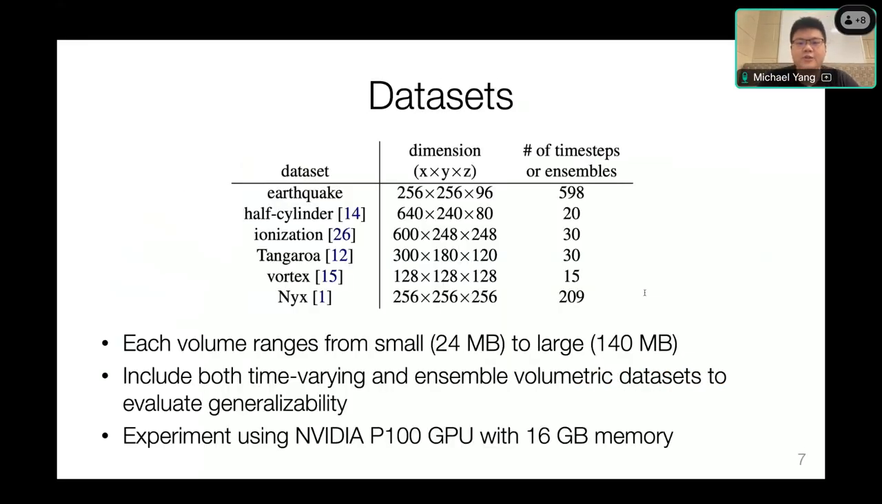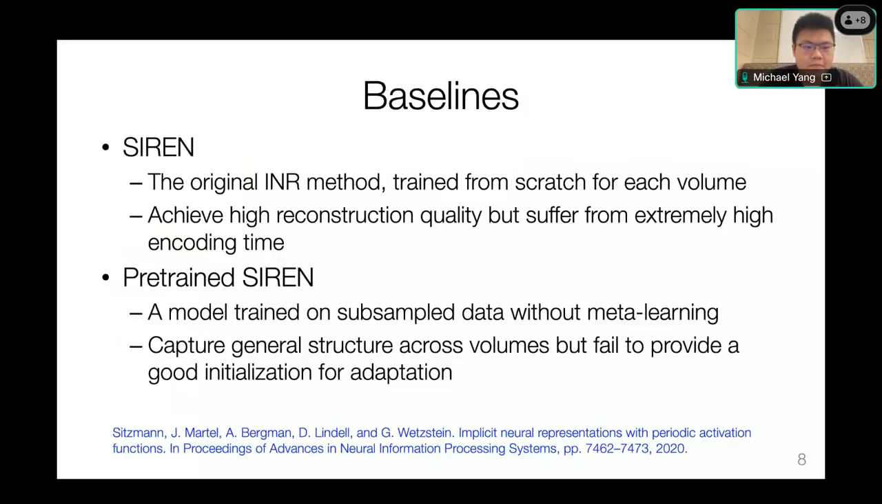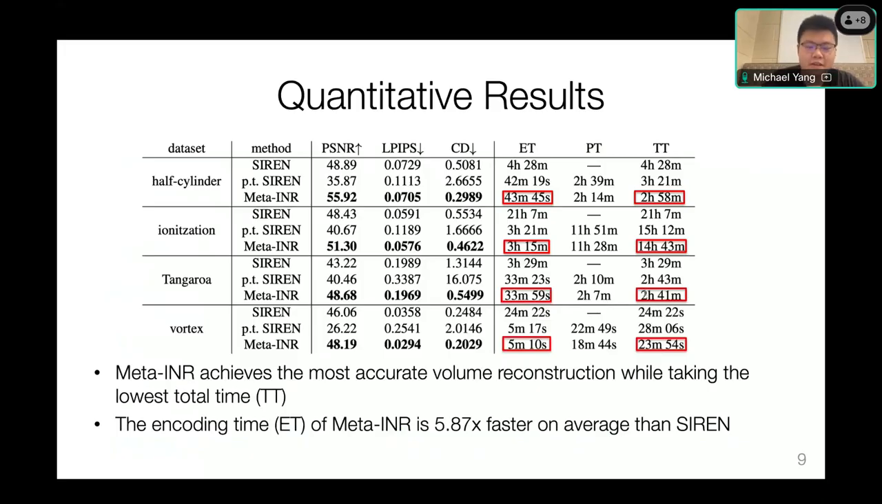So to test meta-INR, we ran it on 6 different data sets ranging from small to large, and we included both time-varying and ensemble data sets. Our baselines are Siren, which is the original INR network trained from scratch, and also pre-trained Siren, which is similar to our meta-INR model, but instead we trained it on the subsample data without the meta-learning. It ended up not being a very good model, as in it failed to capture a good initialization that can provide fast adaptation. So quantitatively, meta-INR consistently outperformed both baselines across all of the data sets.